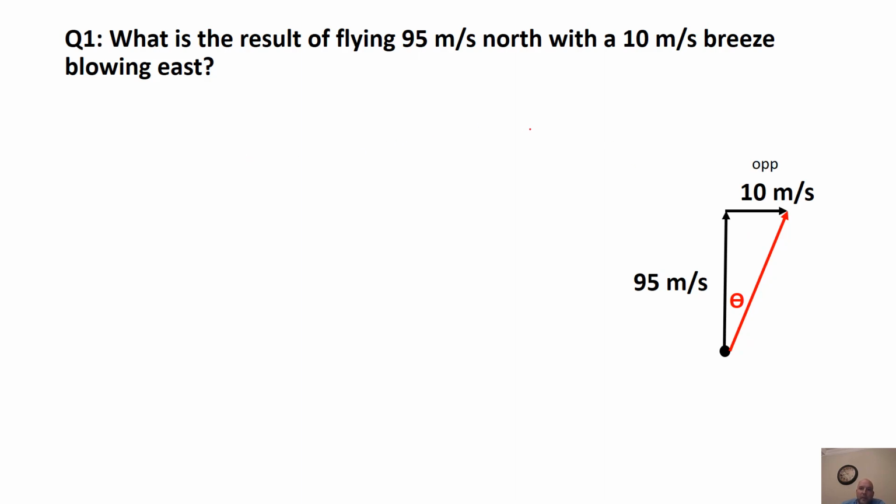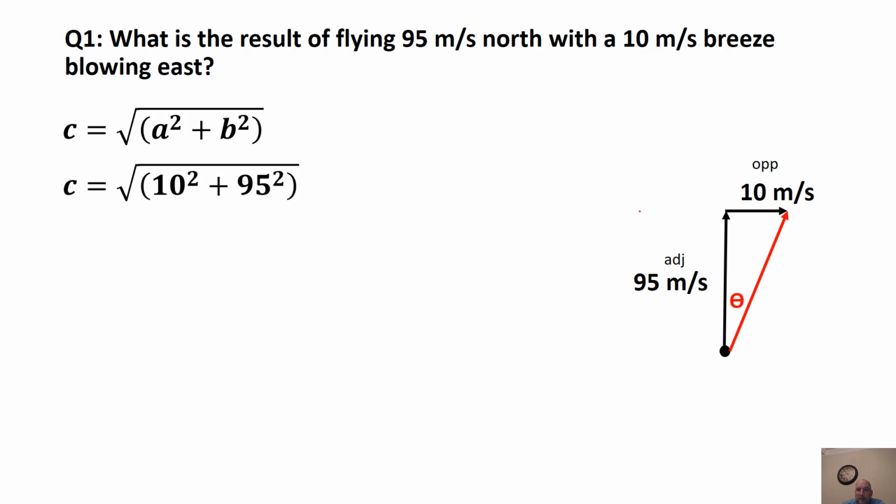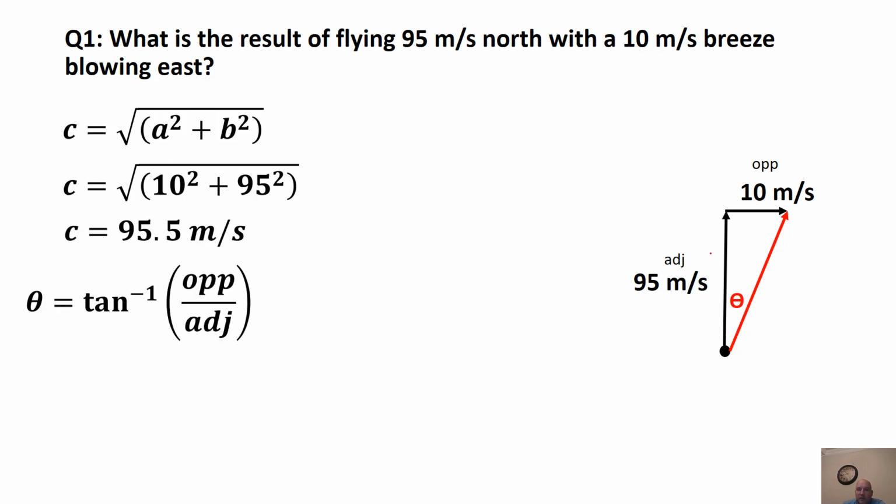So we'll start with determining which ones are opposite, which ones are adjacent. We will also solve for the side right here, and when we do that, 10 squared plus 95 squared, we take the square root of all that, we get the 95.5 meters per second, so that's going to be 95.5 meters per second. It's meters per second because I was dealing with meters per second. If it was meters, the unit would have been meters, and if it was meters per second squared, the unit would have been meters per second squared. So whatever units you're using in the problems, those are the units that you're going to have here.